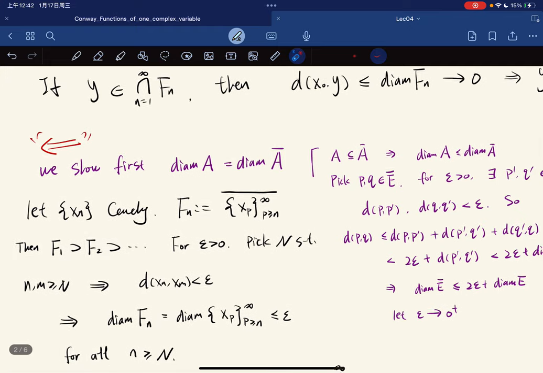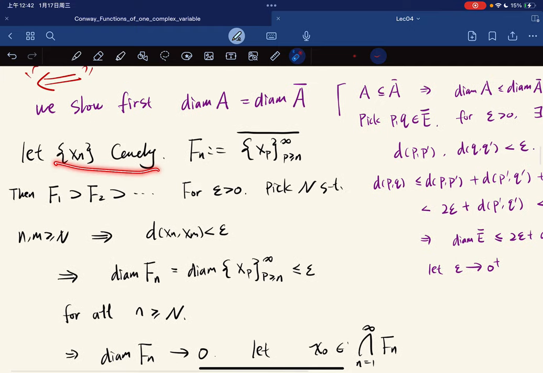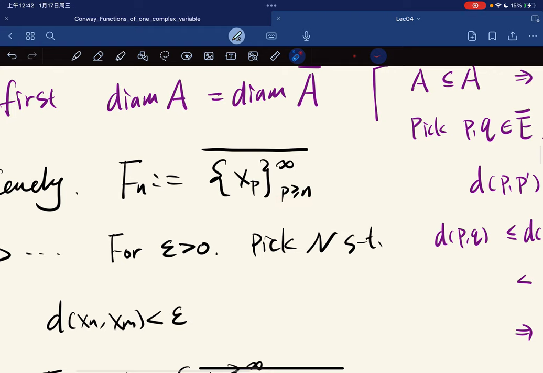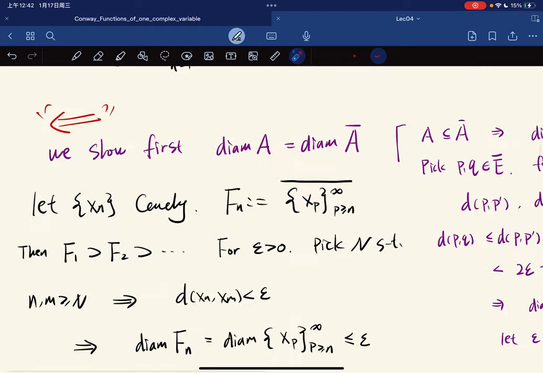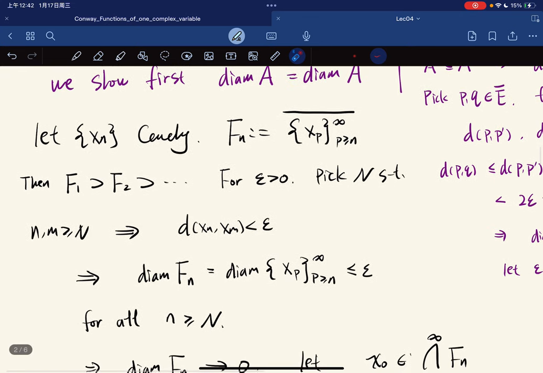Now we let x_n be a Cauchy sequence. We want to show that x_n converges. We define F_n to be the closure of the set of x_p, where p is greater than or equal to n. So these are all the tails starting from n. F_n is like the tail after n, and it's the closure of this.